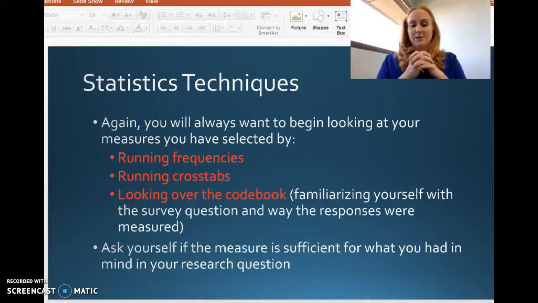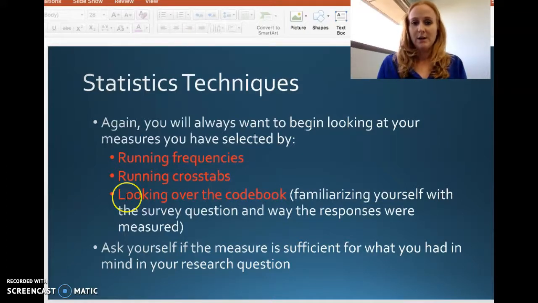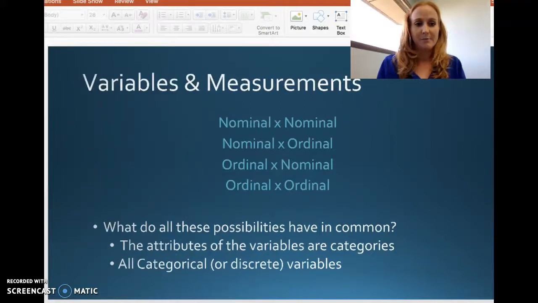All right. So again, you'll always want to begin looking at your measures you've selected. So we always review and become familiar with variables we're about to do stats on, because you never test or analyze what you don't know. You run your frequencies, you run crosstabs, you look over the code book, you familiarize yourself with the value labels and how the question was asked or how you got the data, what field it came from or what it represents. And then you ask yourself if it's sufficient for what you had in mind. You may find that there are other variables out there that might be better. So again, this is where you have to do your shopping for your variables.